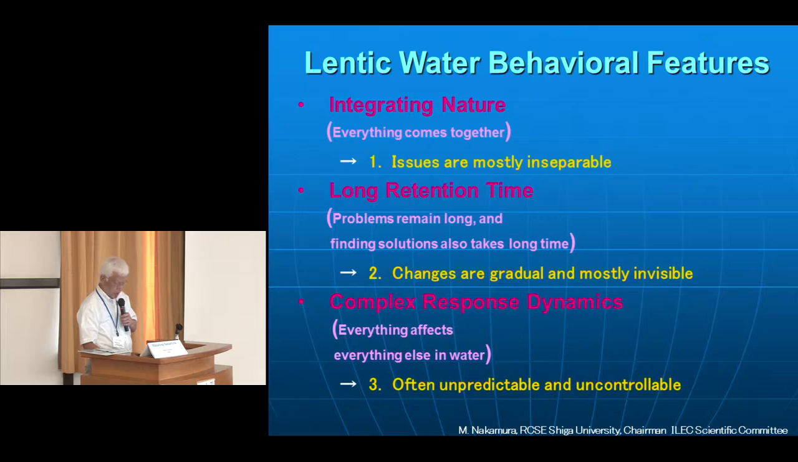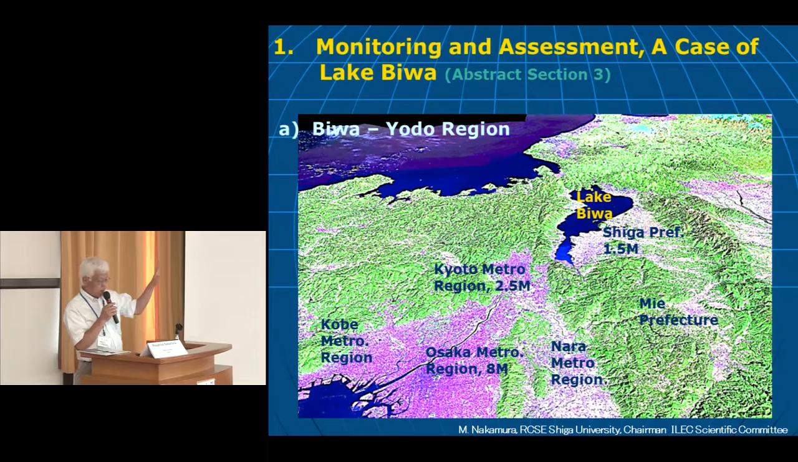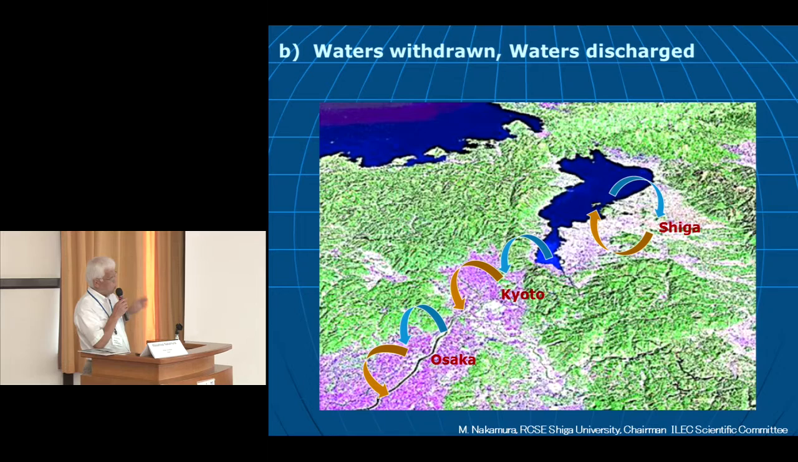Let's look at the Biwa-Yodo Basin. You have already been introduced to this. We have 14 million people using water, but in terms of the uses of water, it's water being used, discharged, used, and discharged, and so on. And one characterization is that in the very downstream Yodo River, the people use water that went through human bodies four times. So it's a very complex system and has a very congested resource use.